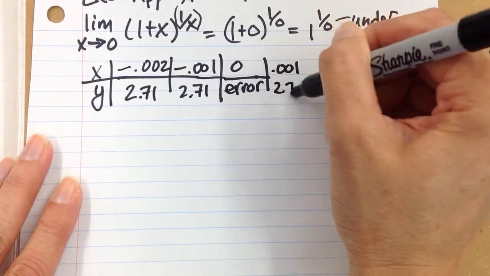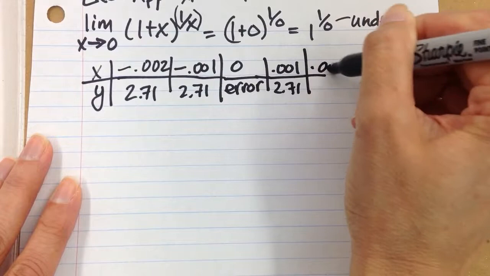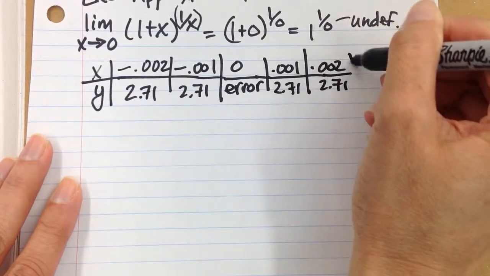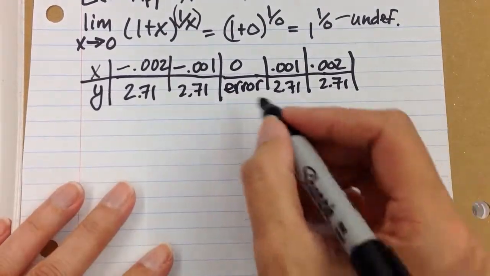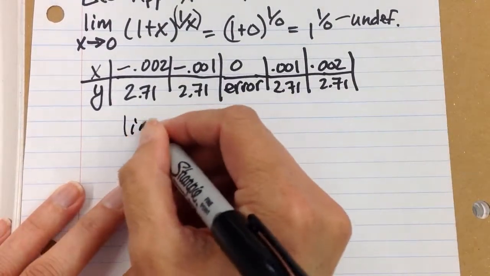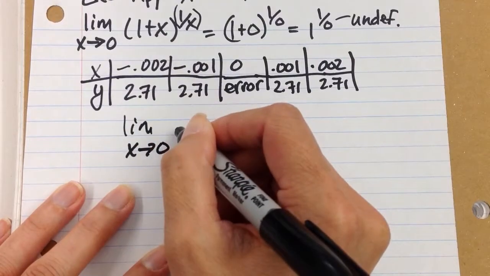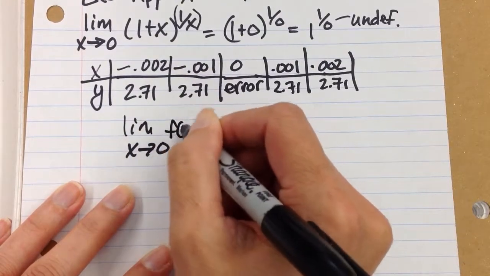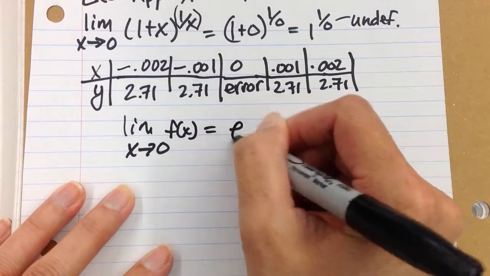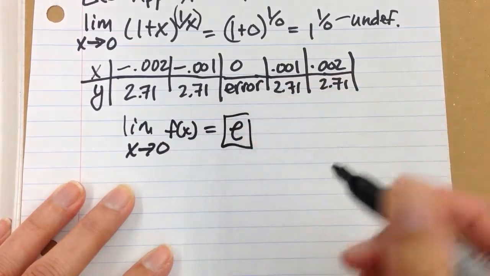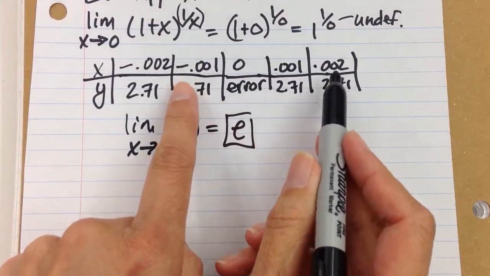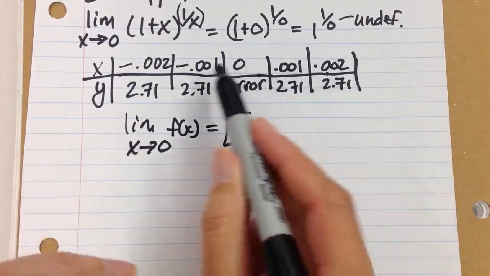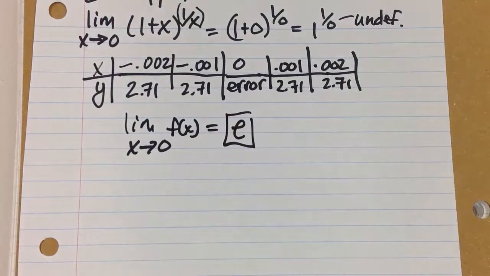0.001, 2.71. 0.002, 2.71. Well, since they were all 2.71, there's little variations after the 1, but they're all close to 2.71. So our limit as x approaches 0 of our function f of x is approximately e. Because we looked at the values around it and we had to put really small values, to the thousandths, to find that. If it's 0.1, it's not going to work as well.